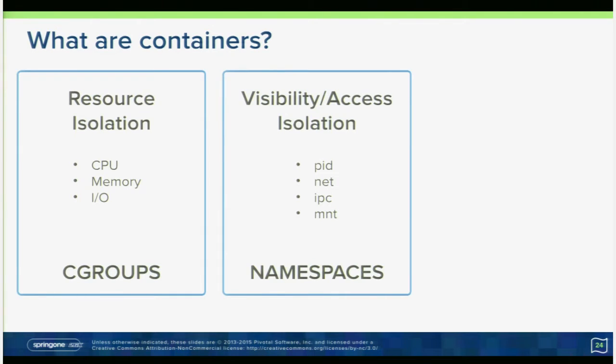The other thing that we used VMs to do was to isolate visibility or access. So it's not enough just to make sure that I only get so much CPU or so much memory, so much I/O, but I also want to make sure that a process is only able to see the things that it should see. In fact, it would be great if your process as customer A doesn't even know that customer B's process exists, and vice versa.